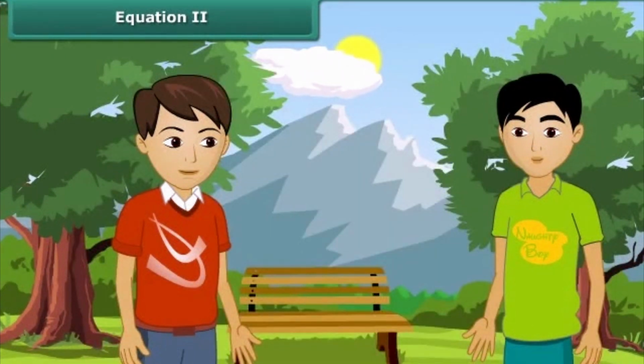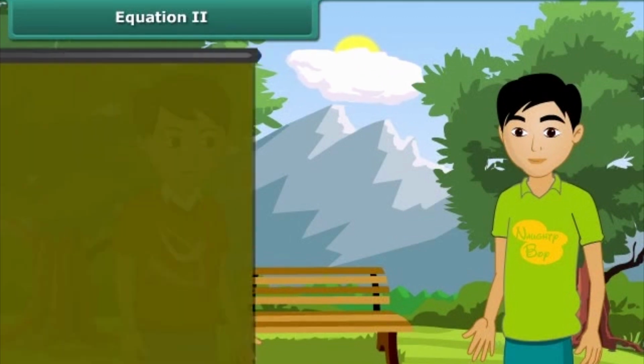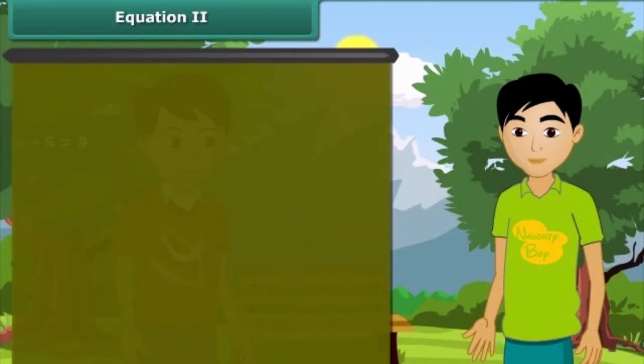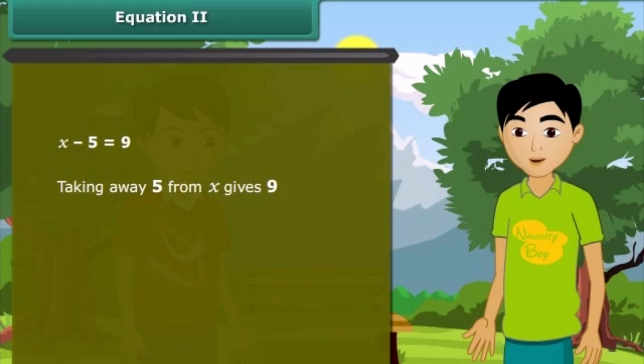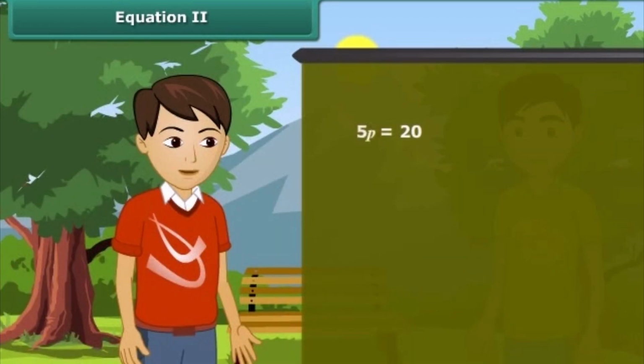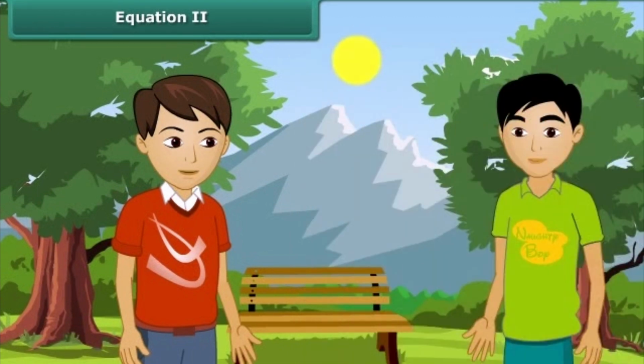We can also convert the equation in a statement. Can you give any example? Okay, look at this equation. x minus 5 is equal to 9. We can write it as taking away 5 from x gives 9. And we can write 5p is equal to 20 as 5 times a number p is 20. Correct.